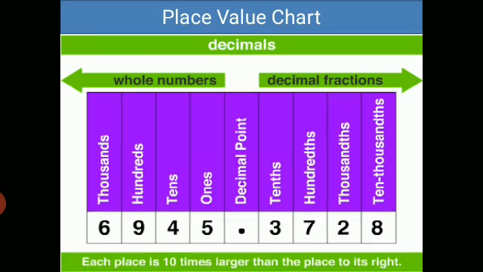Now next is the place value chart of decimal numbers. There is a decimal point in the middle of the place value chart. On the left-hand side there are all the whole numbers, and on the right-hand side there are decimal fractions. On the right-hand side, first of all, there is tenths, hundredths, thousandths, ten-thousandths.